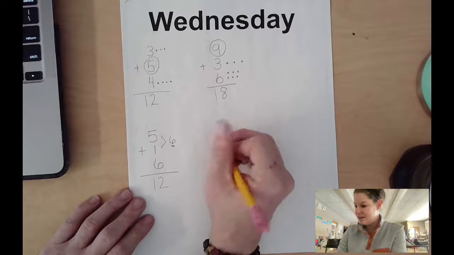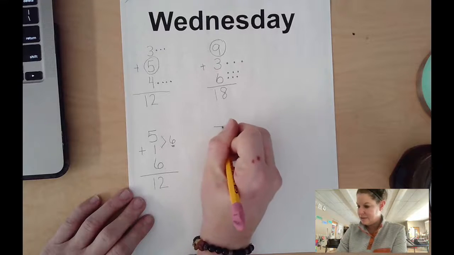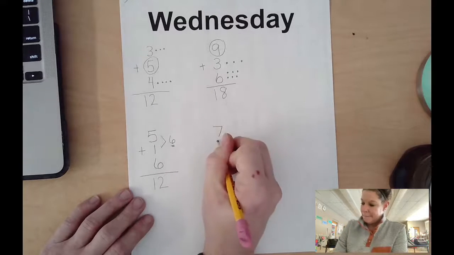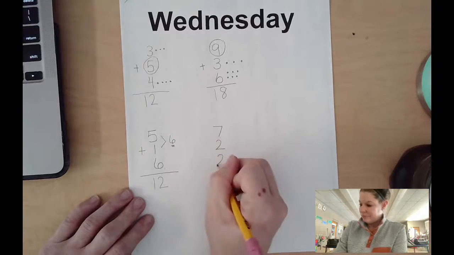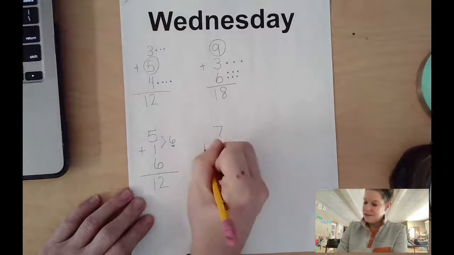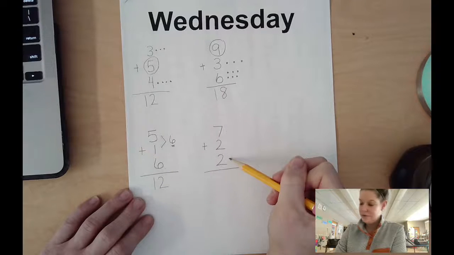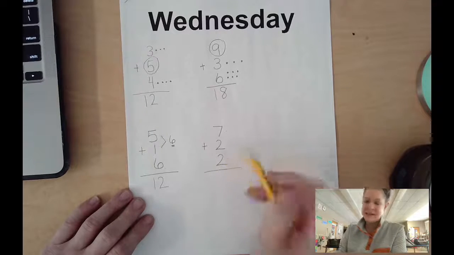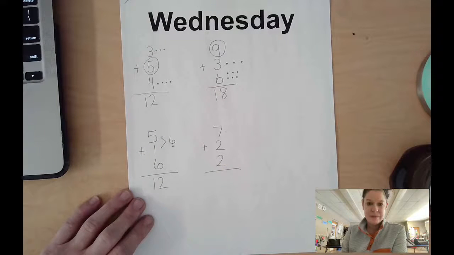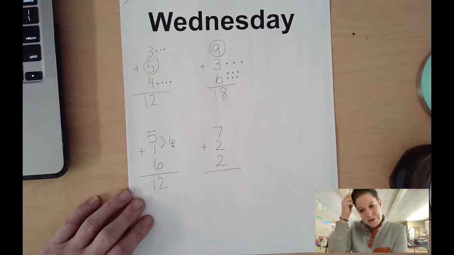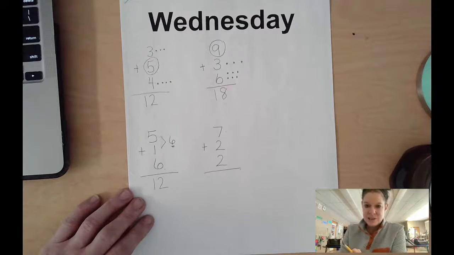Okay, let's try another one like that. Go ahead and write 7, 2, 2, line underneath, plus sign off to the side. So let's use that same strategy. Let's look at any two numbers that I want to add together first. When I'm looking to add two numbers first, I'm looking for the easiest one.